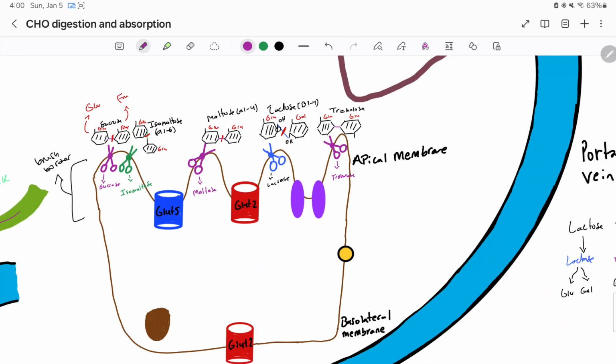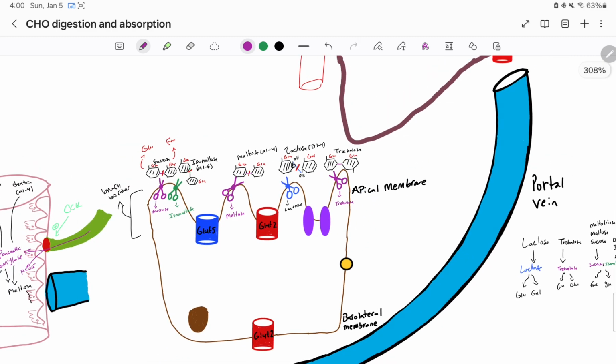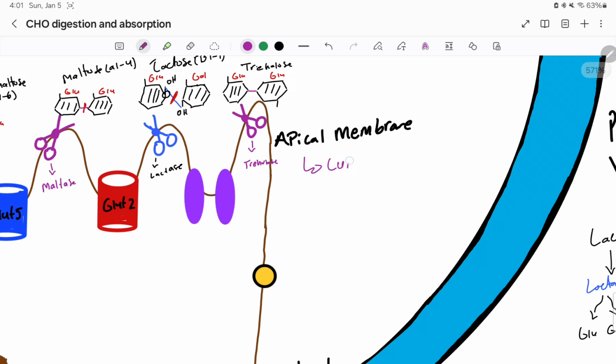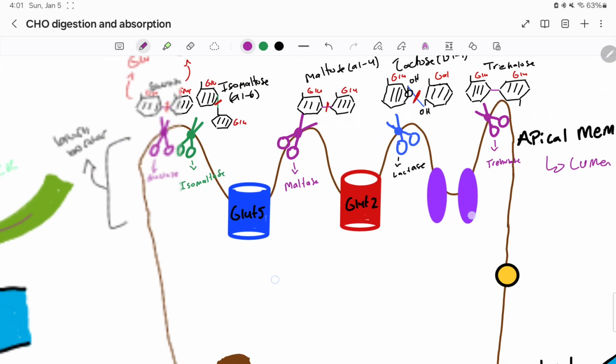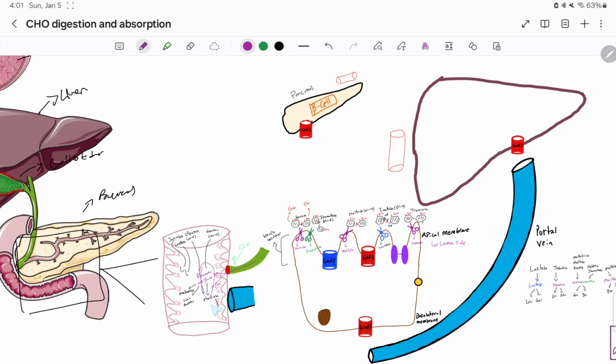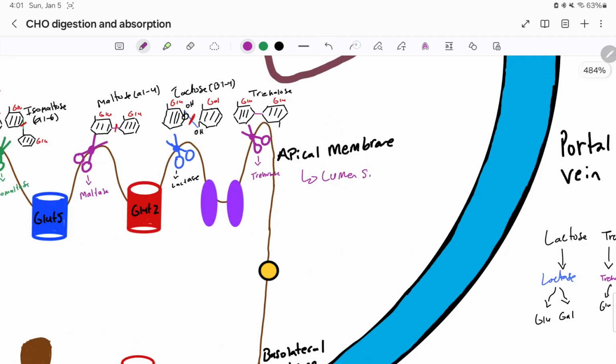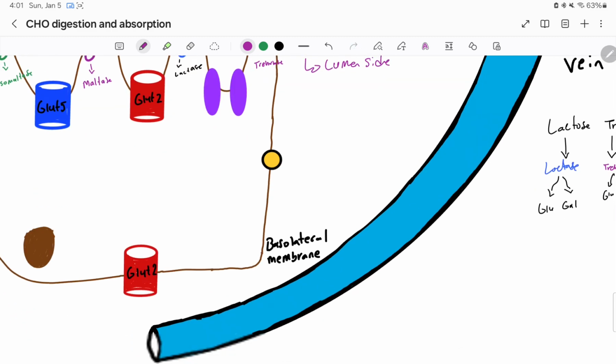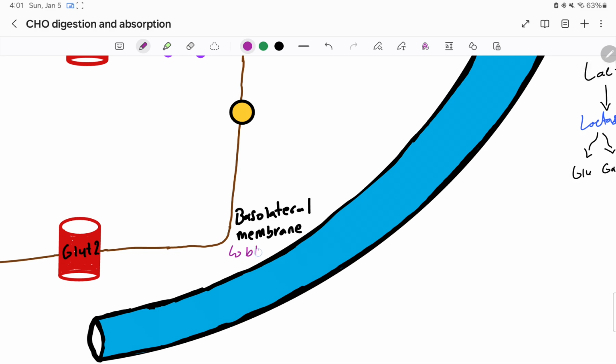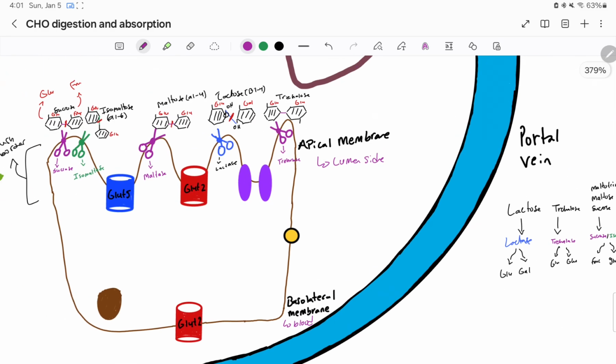Well, on the apical membrane and on the basolateral membrane, we have specific transporters. So hold on, where's the apical membrane? The apical membrane is the membrane pointing to the lumen, okay? So it's the lumen side. This portion is the apical membrane. This portion is the basolateral membrane, okay? So remember that. The apical membrane is on the lumen side. The basolateral membrane is the side facing the blood. Okay? Facing the blood. So on the apical membrane, we got three transporters.